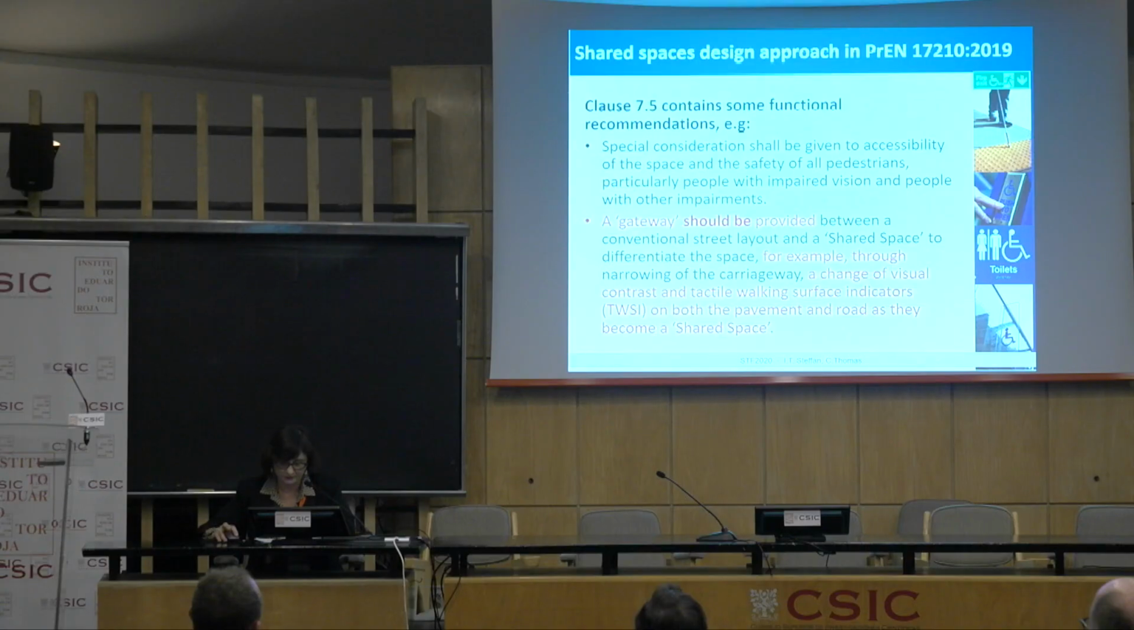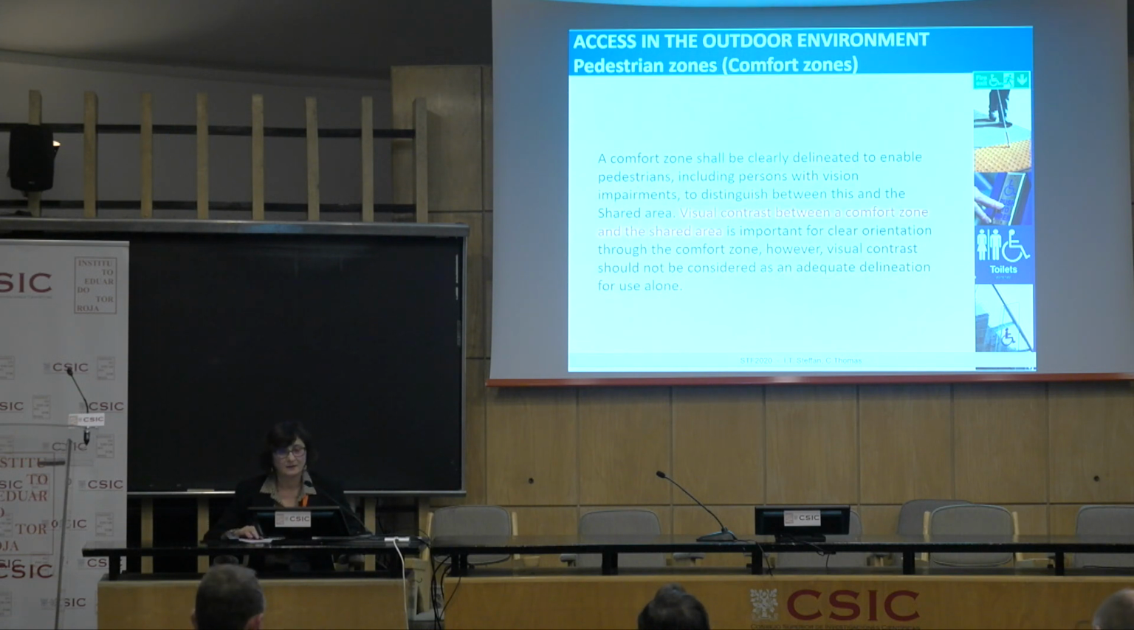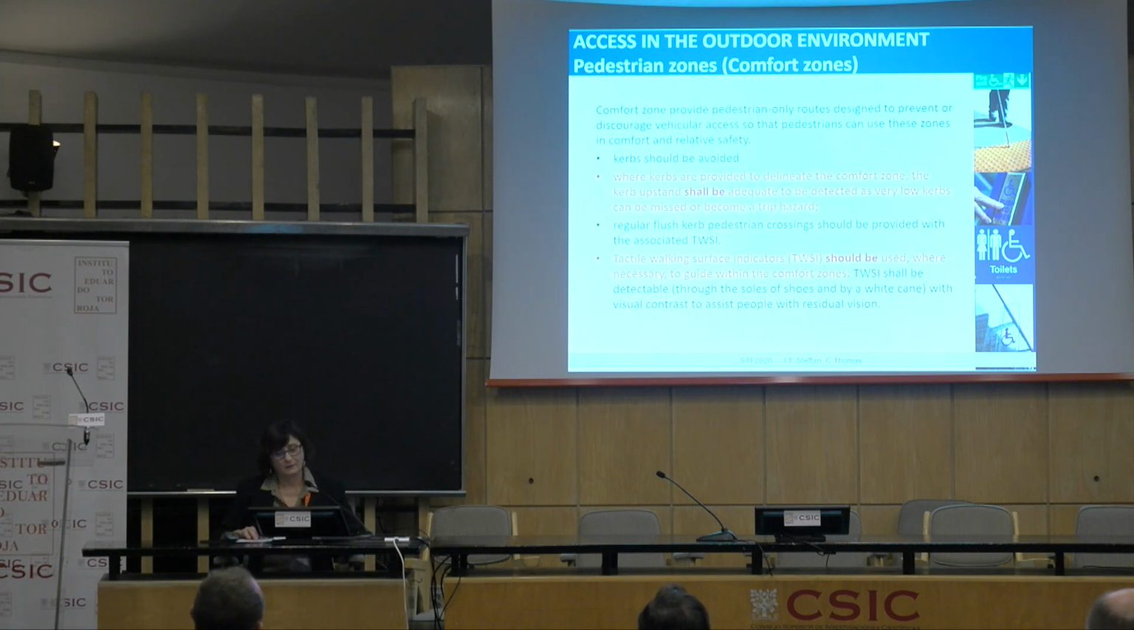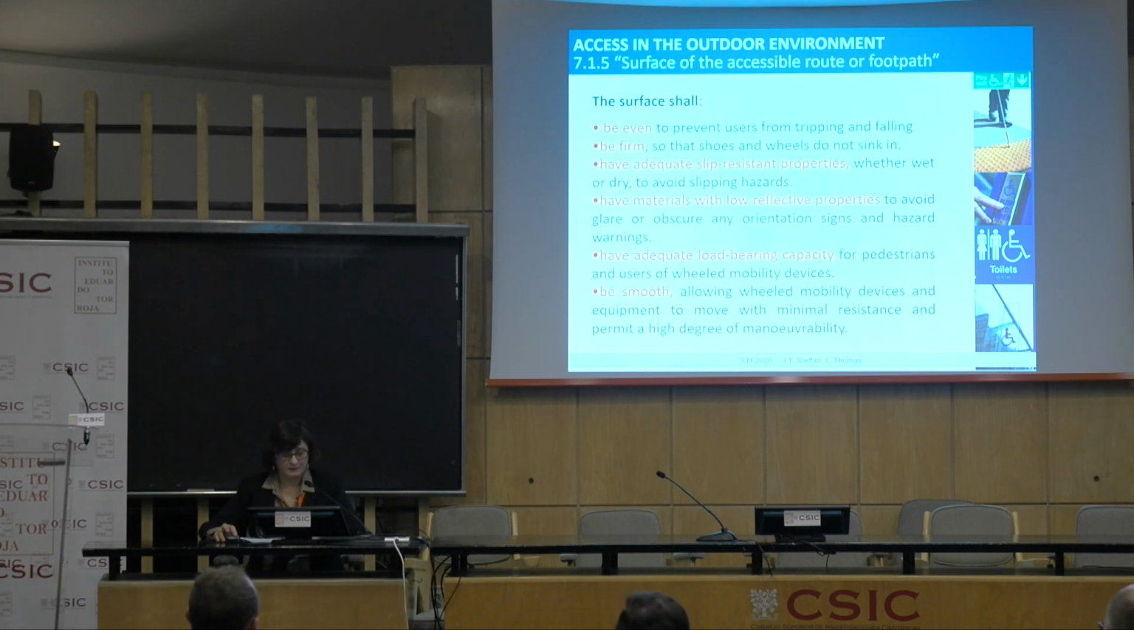Clause 7.5 contains some functional requirements on shared spaces, such as, for example, a gateway should be provided to differentiate the space, for example, through a change of visual contrast and tactile walking surface indicators on both the pavement and road as they become a shared space. On pedestrian zone, the EN gives some recommendations, such as to provide visual contrast between a comfort zone and a shared space, provide tactile walking surface indicator within the comfort zone, etc.